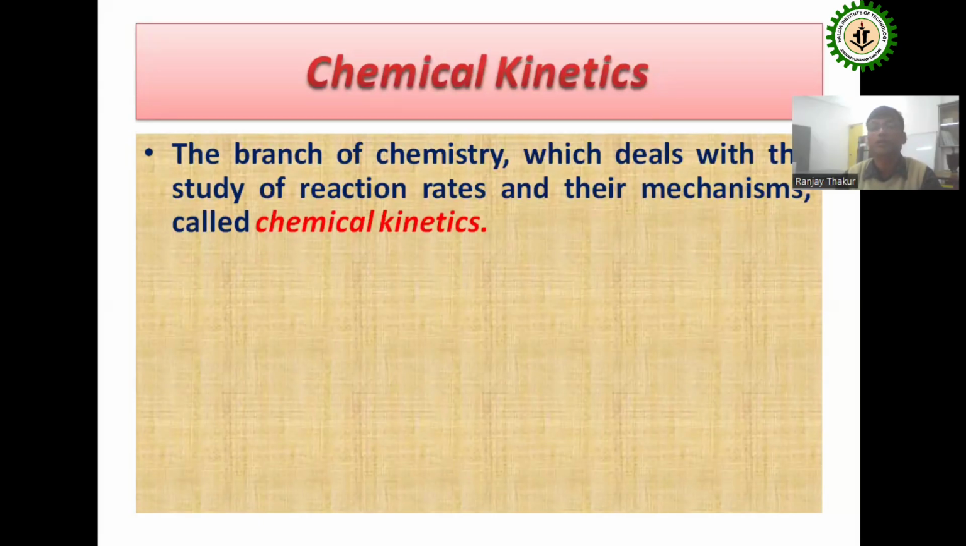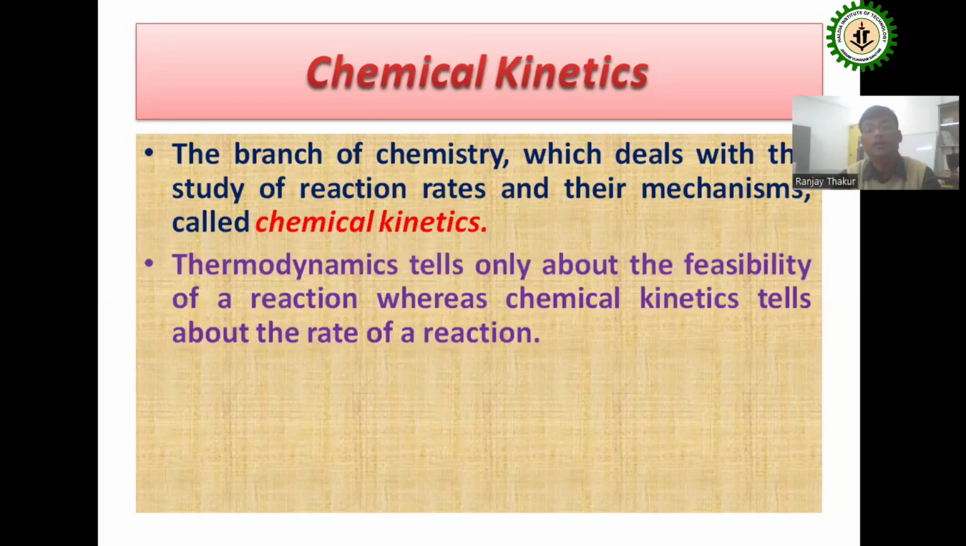Suppose we start with 10 moles of the reactant and 5 moles of reactant are converted into product in 5 minutes, then the rate of reaction will be 5 by 5, that is 1 mole per minute. So that way we can determine the change in concentration of either reactant or product per unit time.